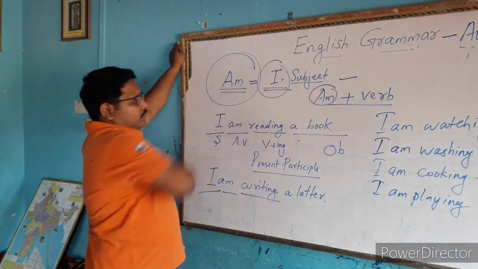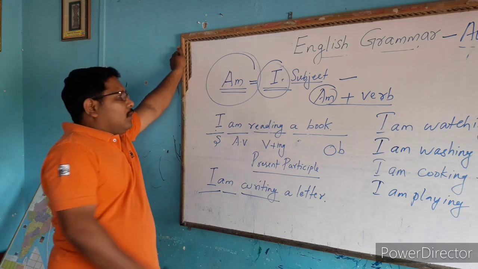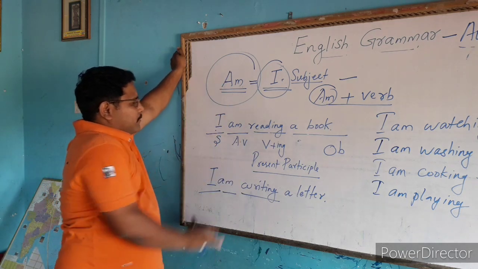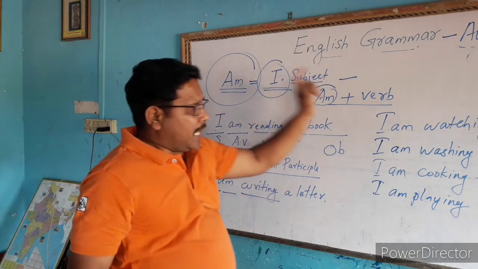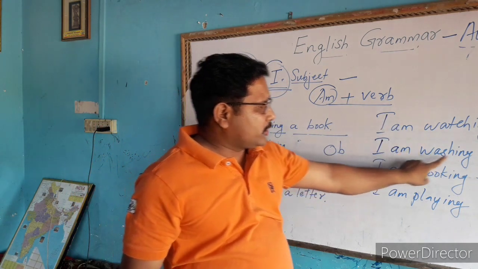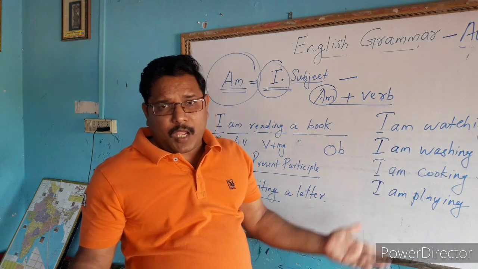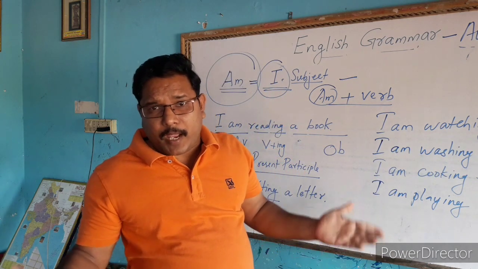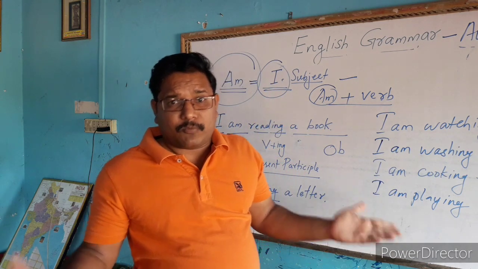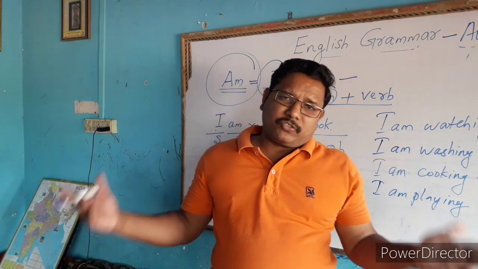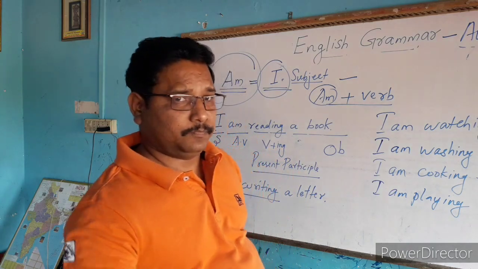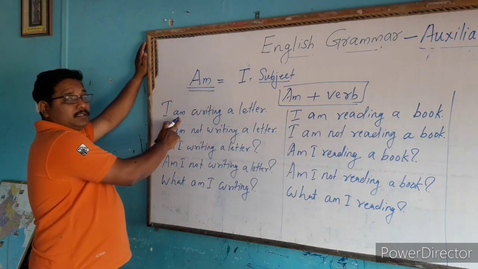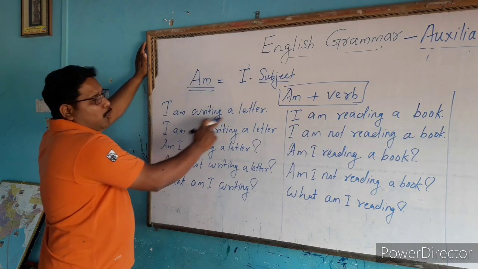Find out I. See, I am reading a book. I am writing a letter. I am watching TV. I am washing my clothes. I am cooking. I am painting. I am standing. I am sitting. I am thinking. I am dancing. I am singing. We can make many sentences.